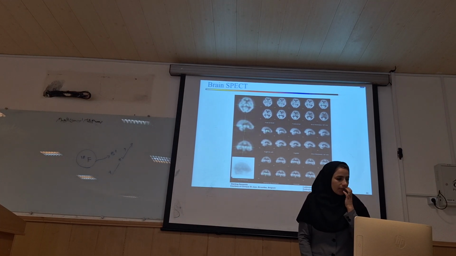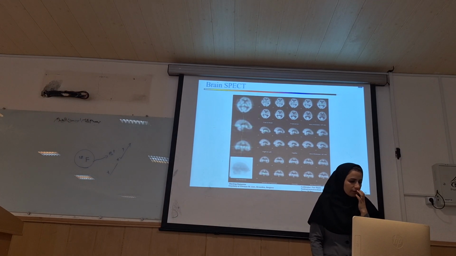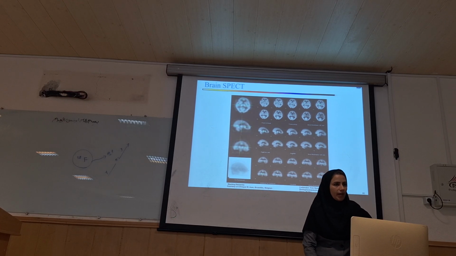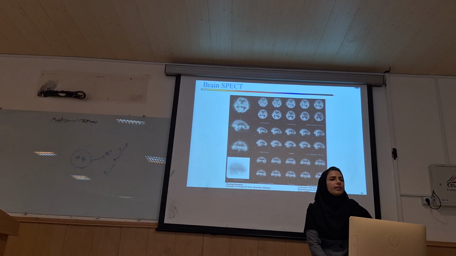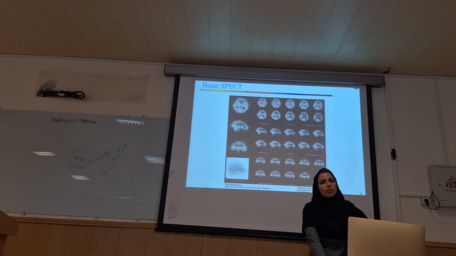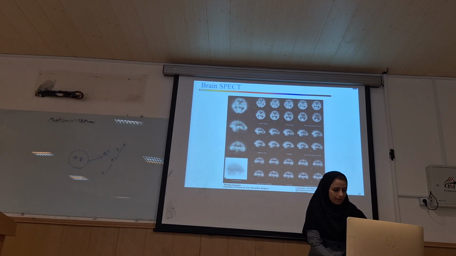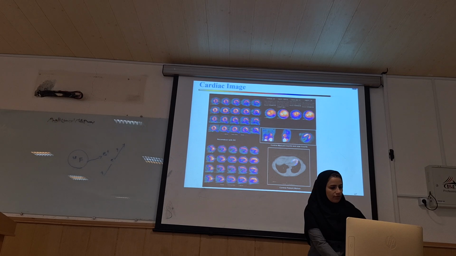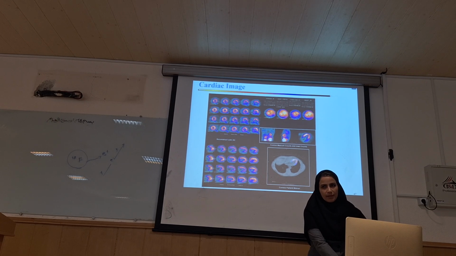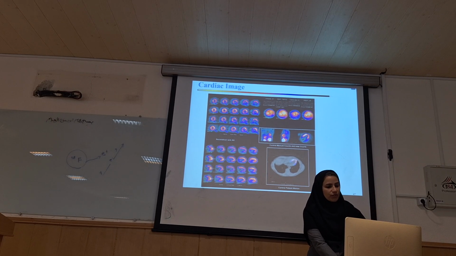One of the applications of SPECT imaging is brain imaging. If in the brain we have metastases, tumors, dysfunction or anything, we can use SPECT imaging. And the most common application of SPECT is in cardiac imaging.